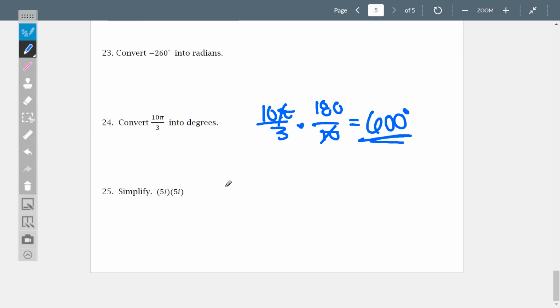Simplify 5i times 5i: 25i squared. 5 times 5 is 25, i times i is i squared. But remember, i squared is equal to negative 1, because i is the square root of negative 1. So if you multiply these together, this actually simplifies to negative 25.